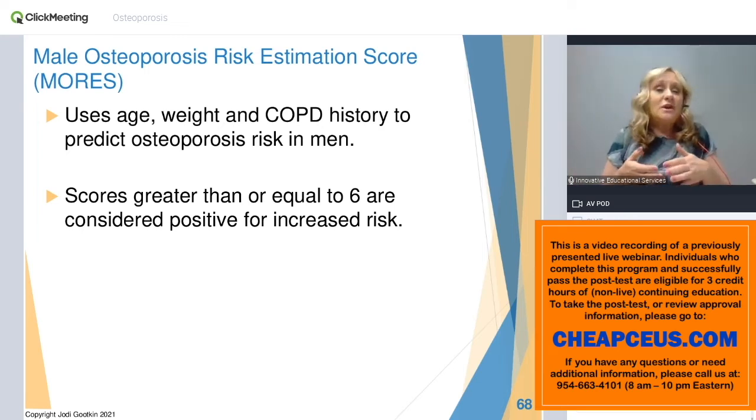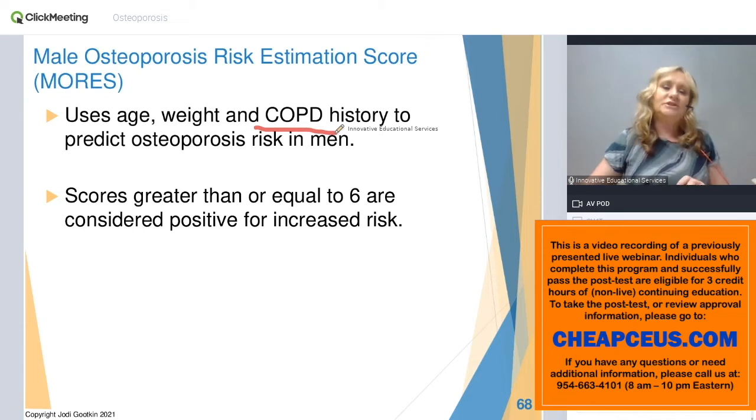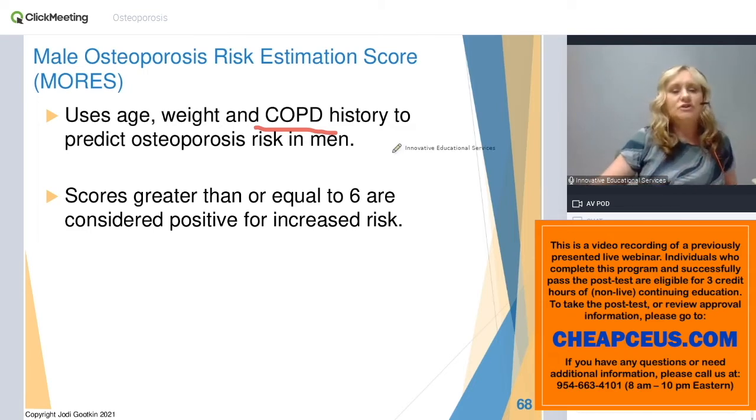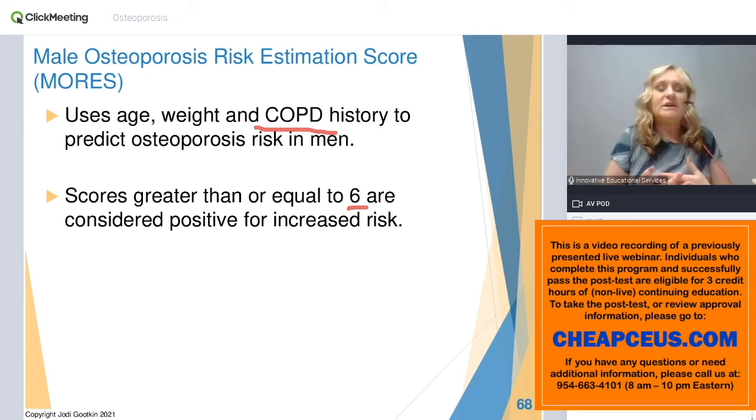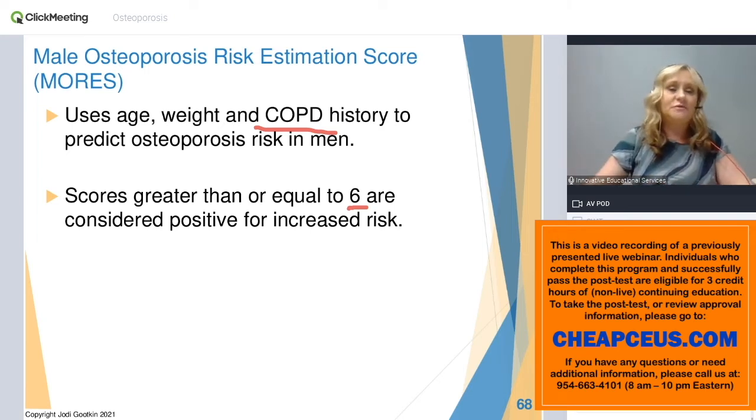And they first thought in men that cigarette smoking was a big indicator, but when they calculated the math, it didn't work. It's actually COPD history combined with age and weight that seem to be big indicators. And our threshold score here is 6. And we said that often it's misdiagnosed or undiagnosed in males, and they have greater mortality. This might be an assessment for us to consider adding to our toolbox.